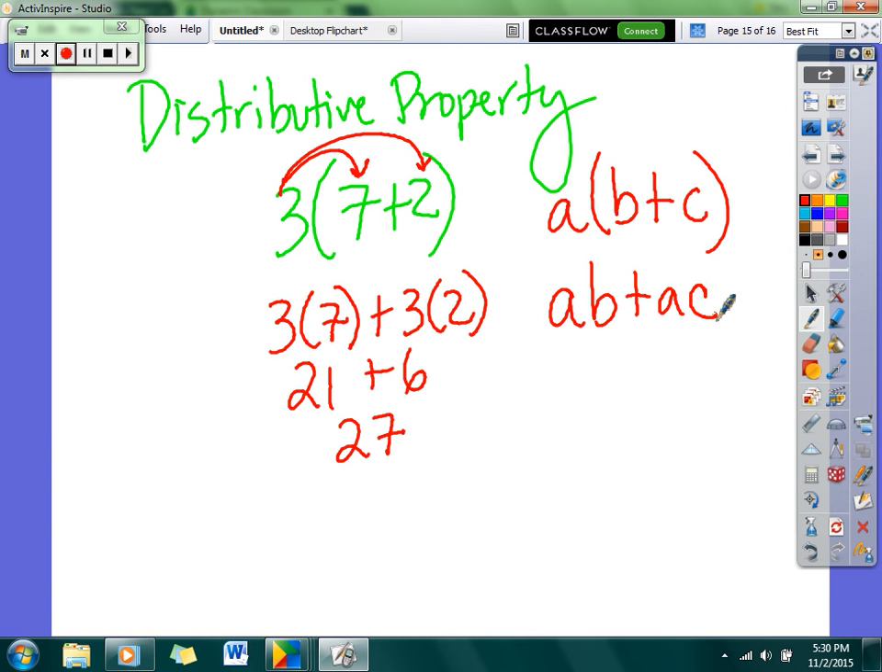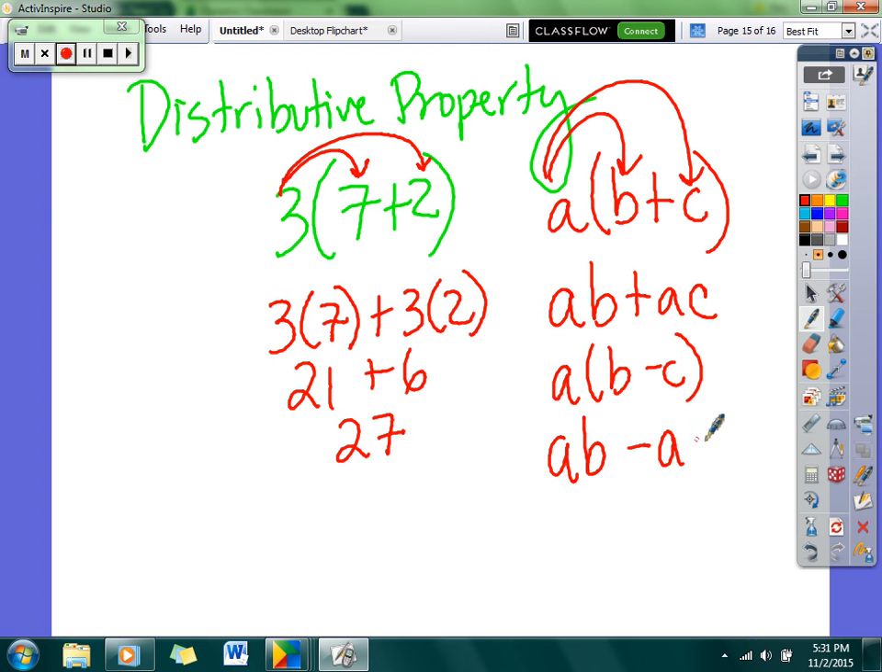Okay, so that's my distributive property. A gets distributed to B, then A gets distributed to C. This could also work with subtraction. So if I had A times B minus C, it's going to be AB minus AC. The only thing that changes is the subtraction sign, but I'm still distributing. So let's look at example 1.